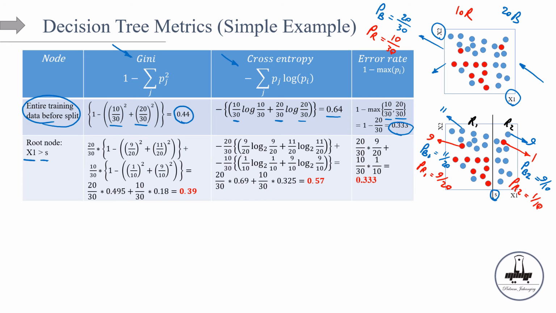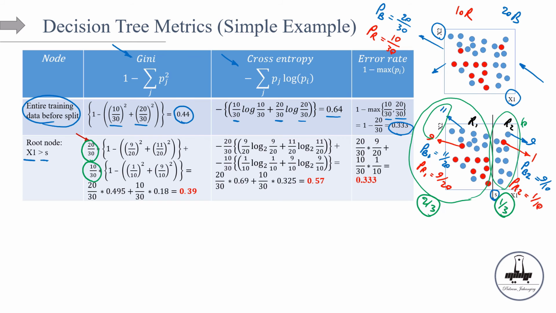So starting with Gini again, let me calculate one more thing. Overall, what is the probability of region 1? How many observations do we have? We have 20 observations in region 1, and here we have 10 observations. So 20 out of 30, so 2/3 probability of region 1 and 1/3 probability of region 2. Okay, so for the Gini, 2/3 for region 1, 1/3 for region 2.